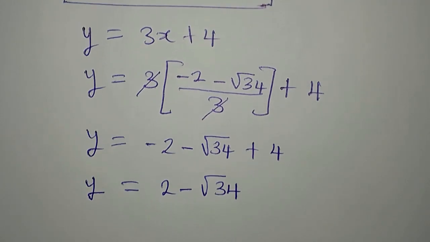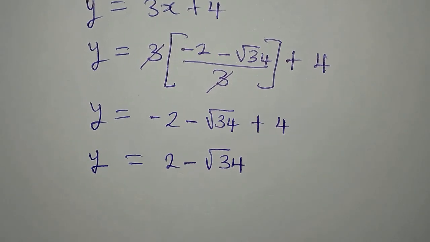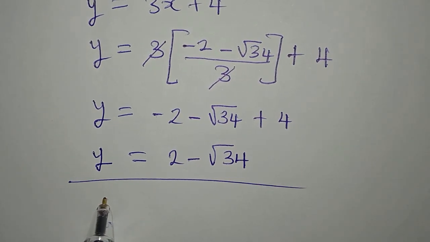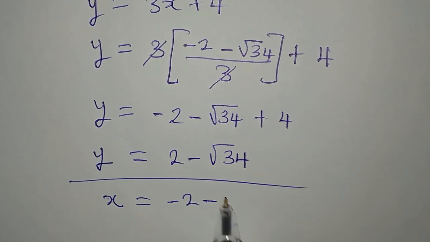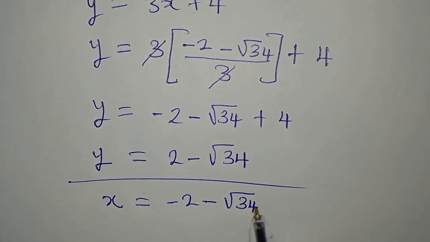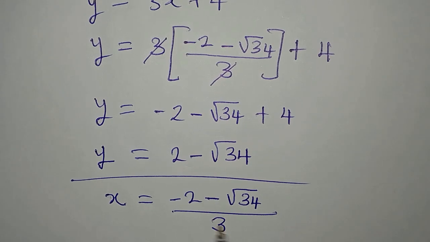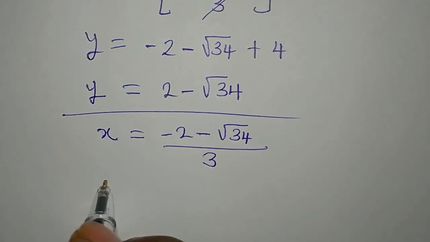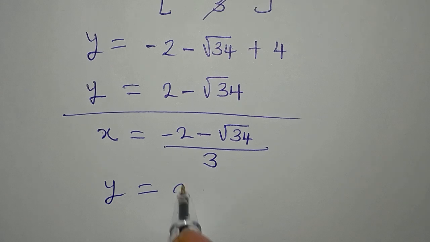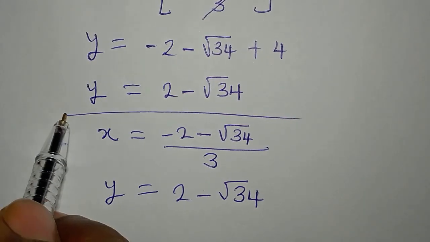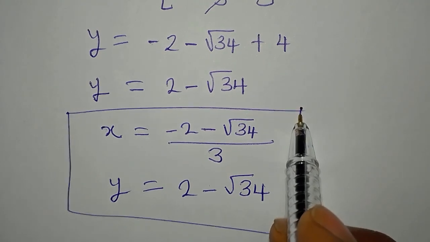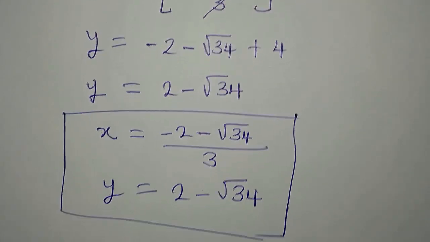So let's bring this together now. When x equals minus 2 minus square root of 34 over 3, y equals 2 minus square root of 34. So from here again we have the other value of x and y.